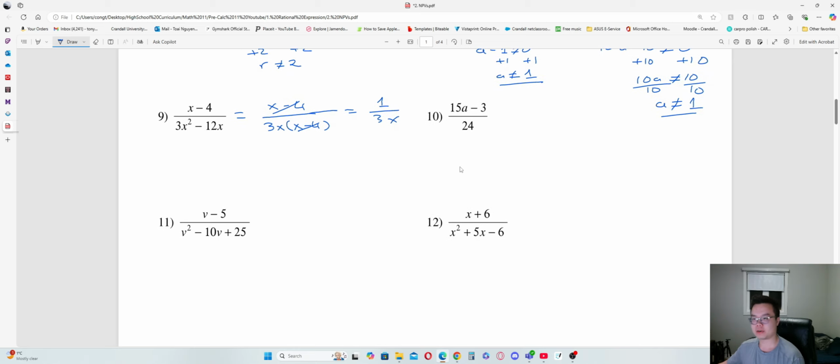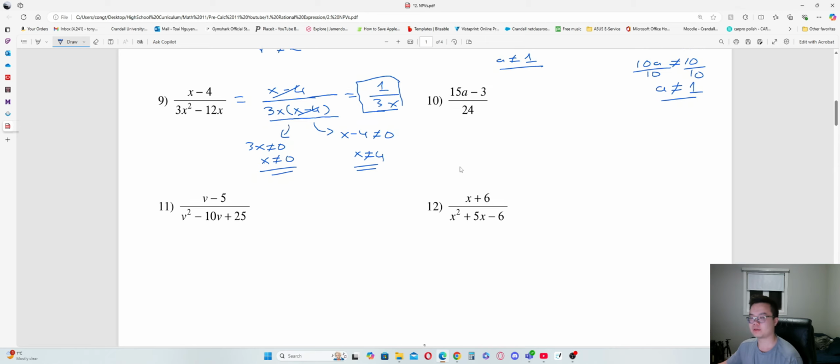So in this case, we only have 3x, but I would also want to use this so I can do more practice. So 3x times x minus 4. So first one is 3x not equal to 0. Then I'll have x not equal to 0. And x minus 4 not equal to 0. Then I'll have x not equal to 4. And this is my final answer for simplify.